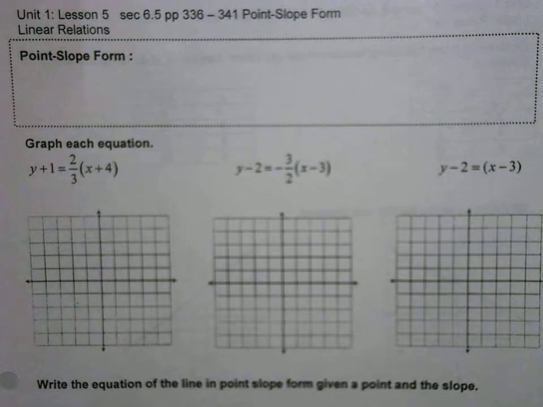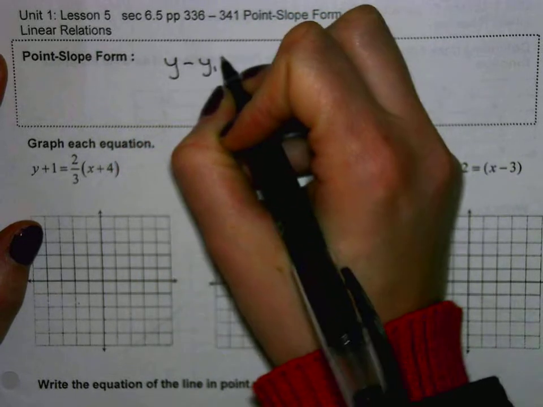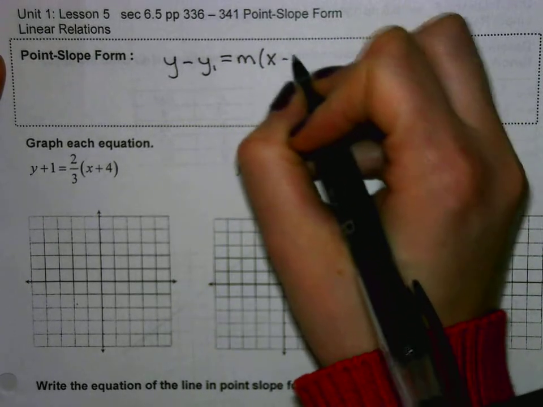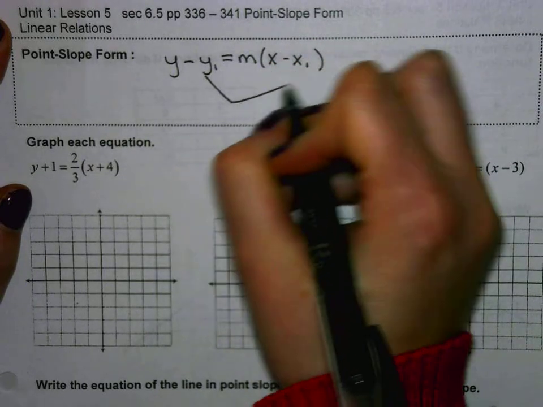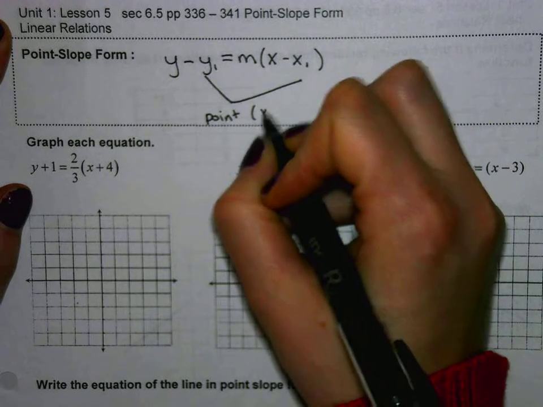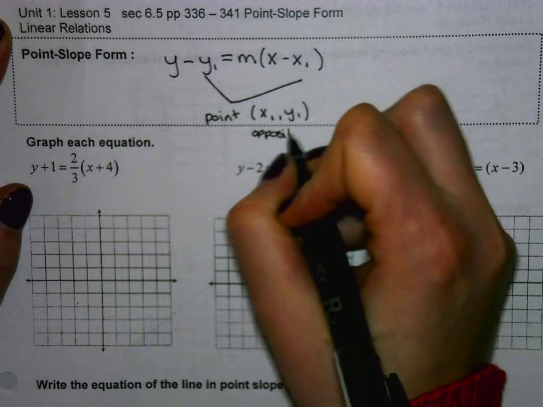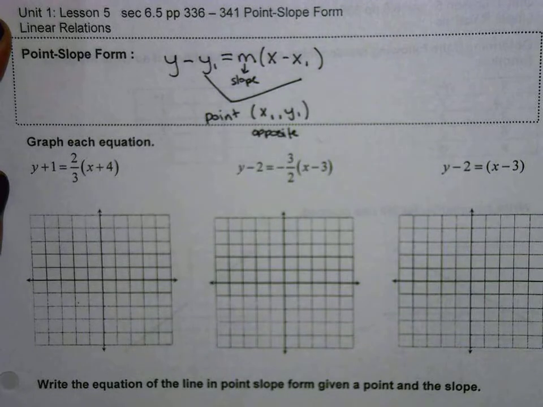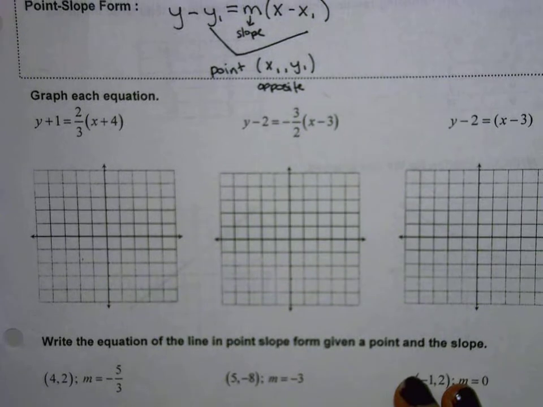Today we're going to be working with point slope form. So point slope form is y minus y1, which equals the slope times the quantity of x minus x1. So when we're working with this, these two values are going to make up our point, and it'll be the opposite, so x1 and y1. Our m is still our slope. That hasn't changed. So let's take a look at how we can graph each equation that's in point slope form.